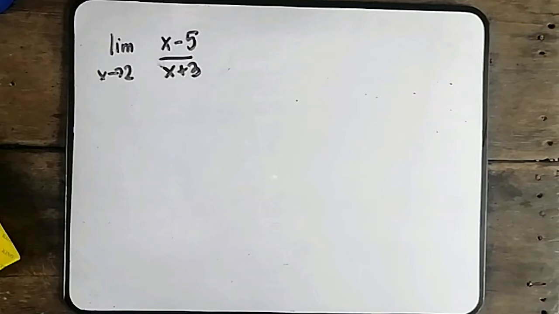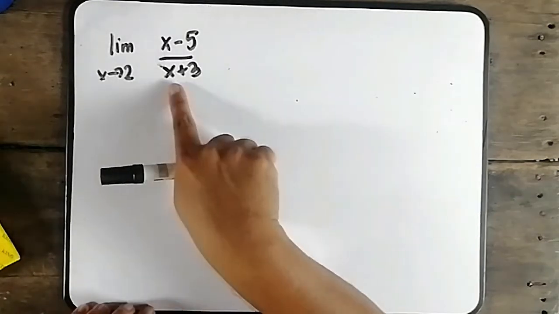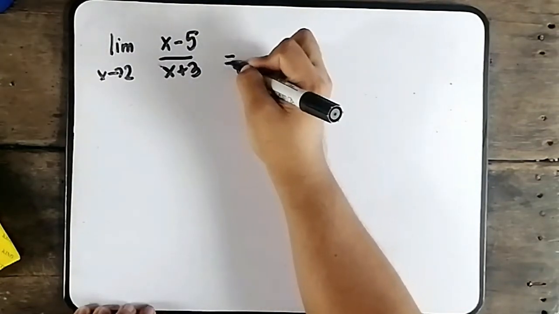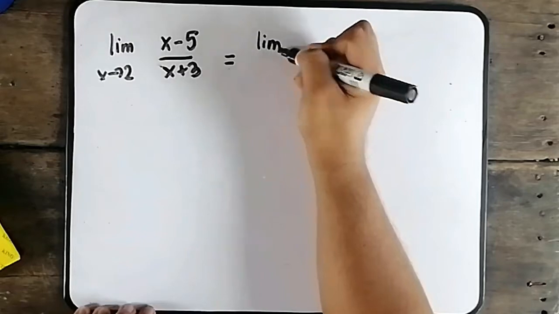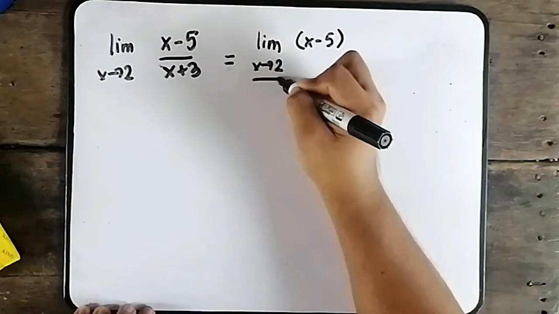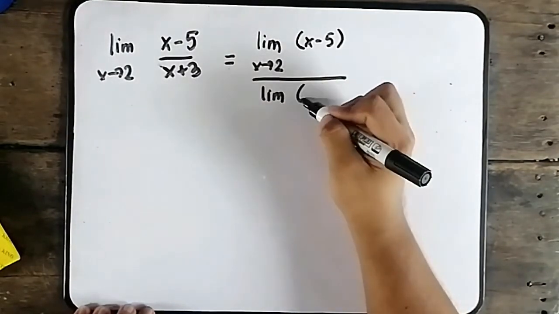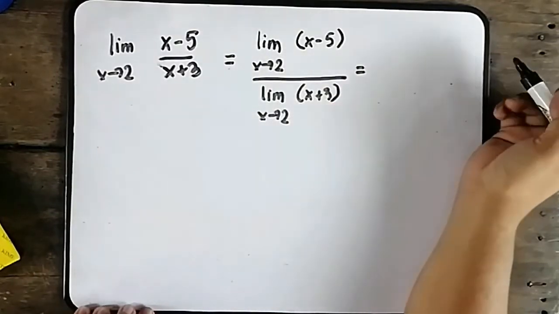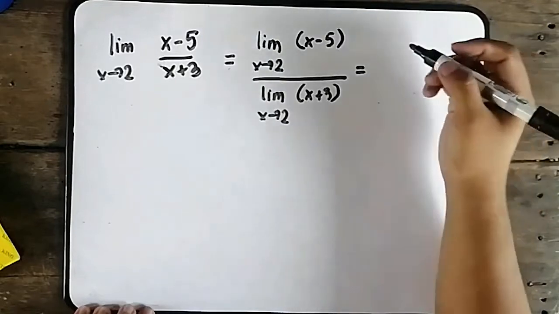Next example is, we find the limit of x minus 5 over x plus 3 as x approaches 2. So, check muna natin kung yung denominator ba is not equal to 0. So, the limit of that is 2 plus 3, 5. Therefore, not equal to 0. So, pwede natin siyang paghiwalayin. That is the limit of x minus 5 as x approaches 2 all over the limit of x plus 3 as x approaches 2. Or that is equal to limit of difference at limit ng sum.